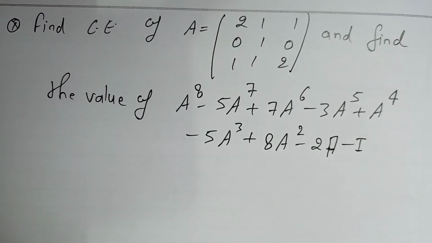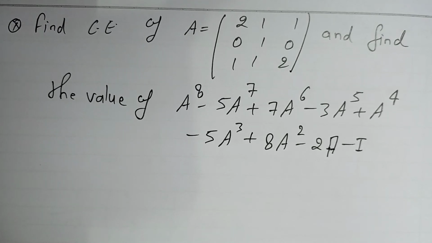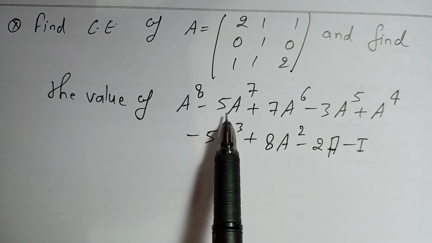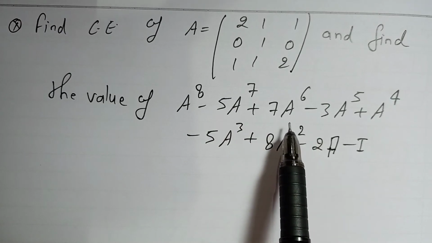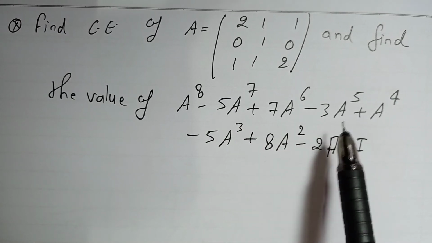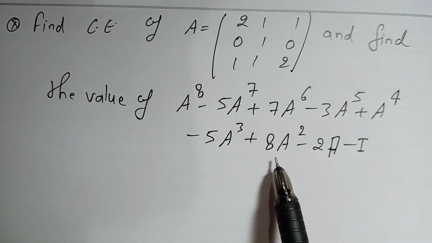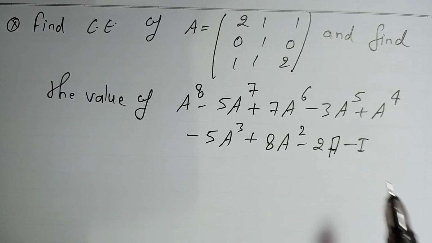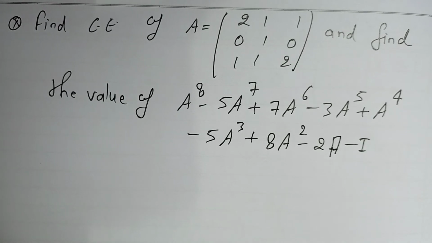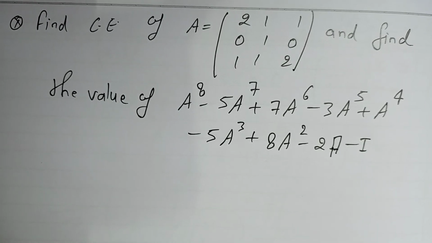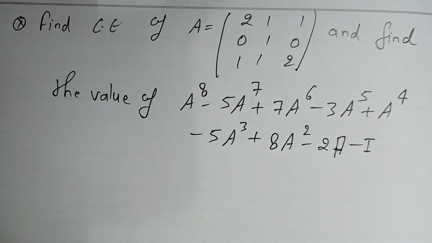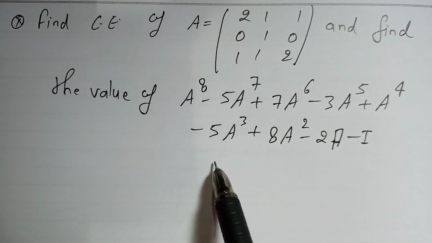Now the next question we have: find the characteristic equation of the matrix A, where A is given as 2 1 1, 0 1 0, 1 1 2, and find the value of A power 8 minus 5 A power 7 plus 7 A power 6 minus 3 A power 5 plus A power 4 minus 5A cube plus 8A square minus 2A minus I. So using the Cayley-Hamilton theorem, we'll try to find this value.